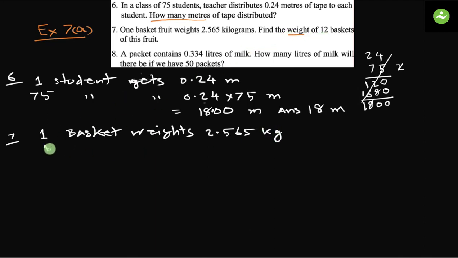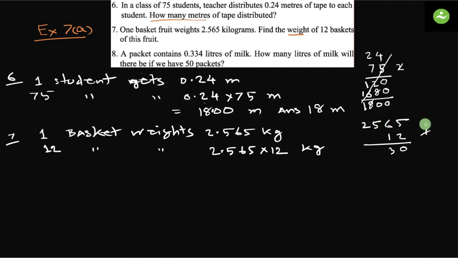12 baskets weigh 2.565 into 12 kg. Kg is kilogram. Now when we multiply, we use the vertical method. So 2565 multiplied by 12. 5 into 2 is 10. 6 into 2 is 12. 12 and 1 is 13. 1 in hand.